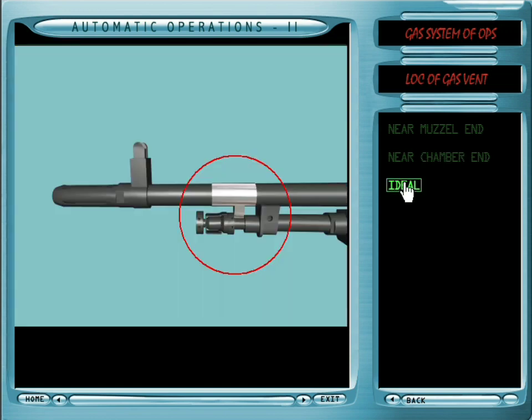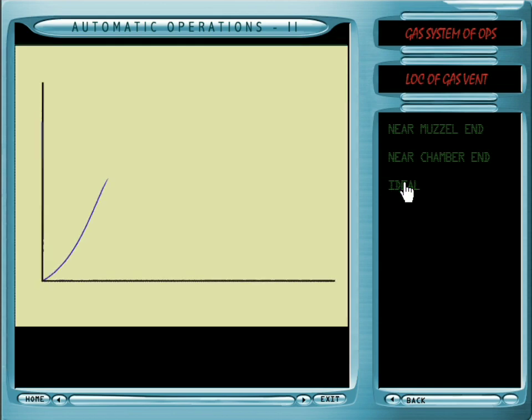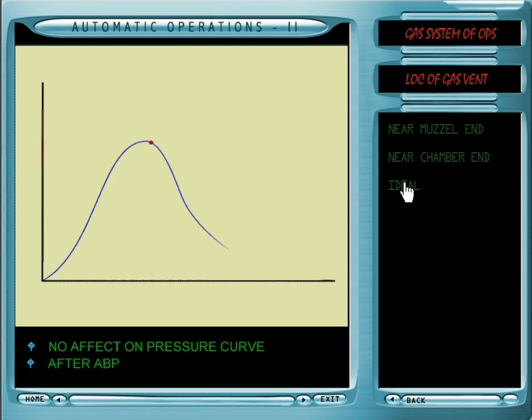Ideal location of gas vent. The location of the gas vent from where the gas is tapped from the barrel into the gas cylinder has to be such that, firstly, it should not affect the ballistics, that is, there is no break in the pressure curve. Secondly, it should be after the all burned point or the ABP, so that the unburned particles of gas do not enter the cylinder and thus result in excessive fouling.